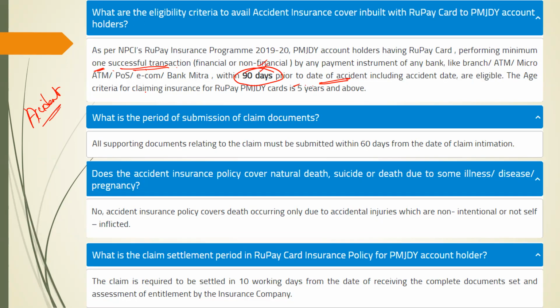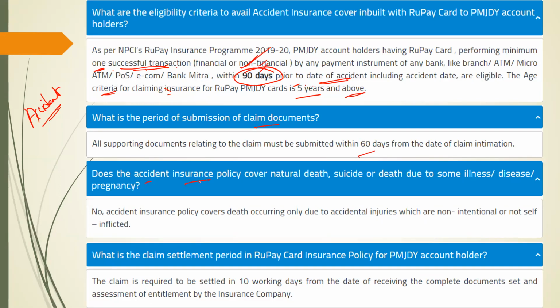Now, what is the age criteria? The person has to be 5 years and above to claim insurance. The rest you can go through. The period for submission of claim documents is 90 days. This is more important.